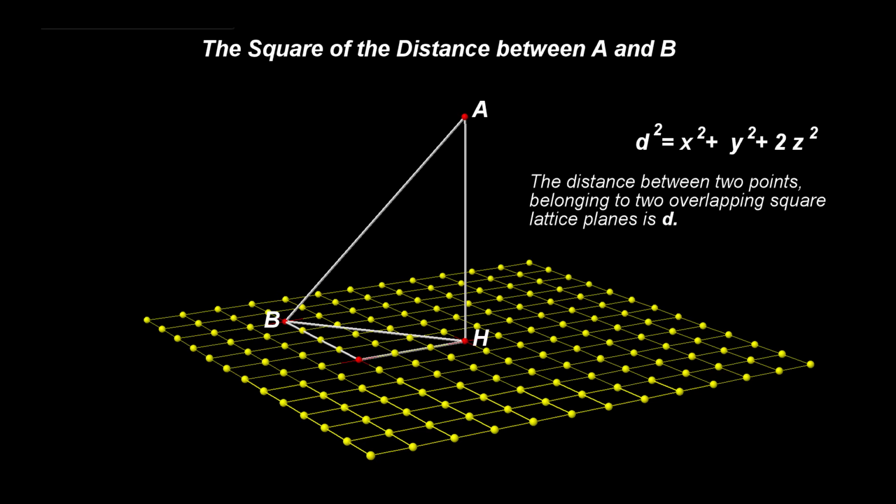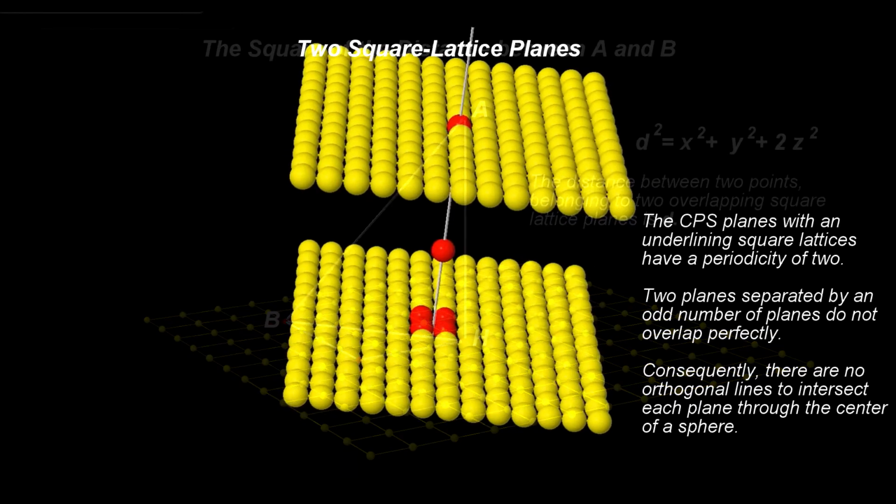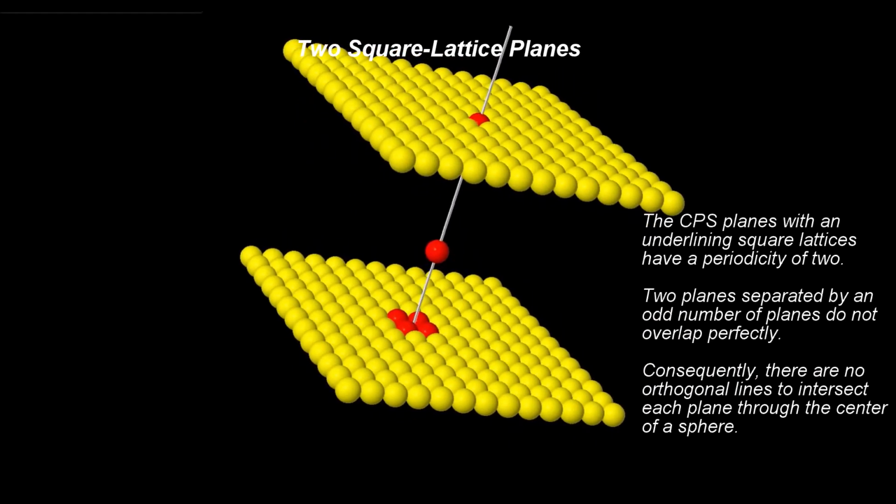This is equivalent with the following general expression. The square of the distance between 2 points belonging to 2 overlapping square lattice planes is given by D² equals x² plus y² plus 2 multiplied by z². Let's remember this expression for now.